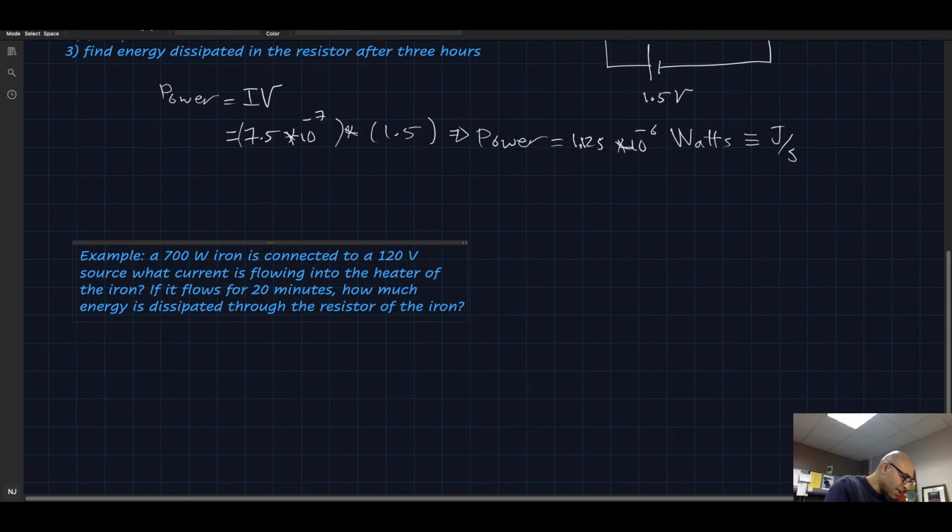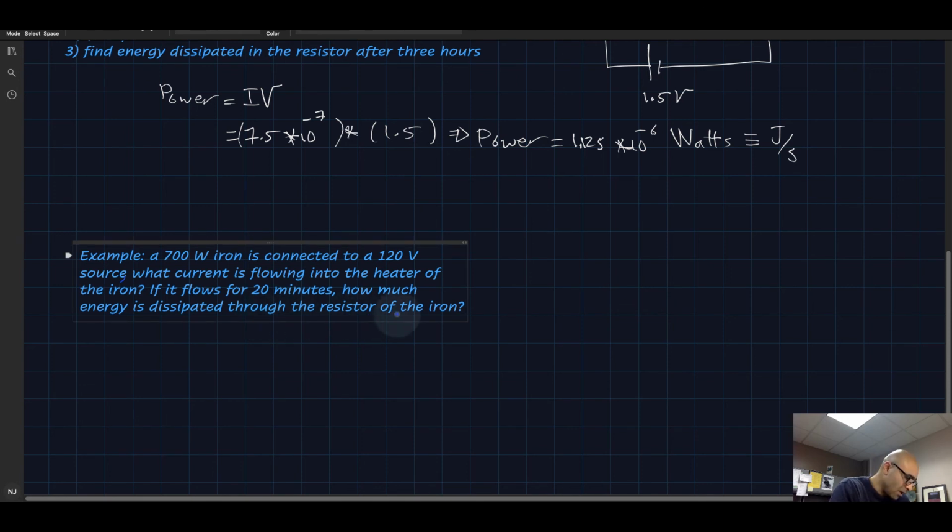Now let's do this example. A 700 watt iron is connected to a 120 volt source. Okay, what current is flowing into the heater of the iron? That's the first part. The second part is, if it flows for 20 minutes, how much energy is dissipated through the resistor of the iron?